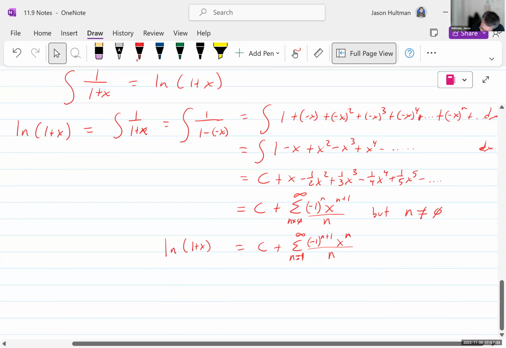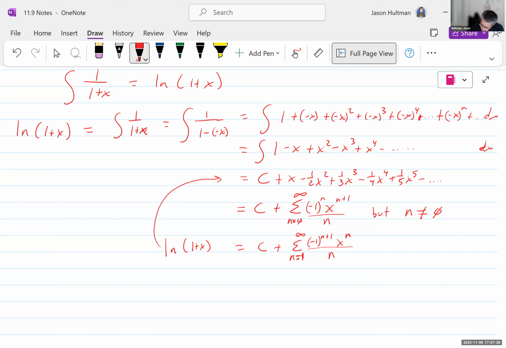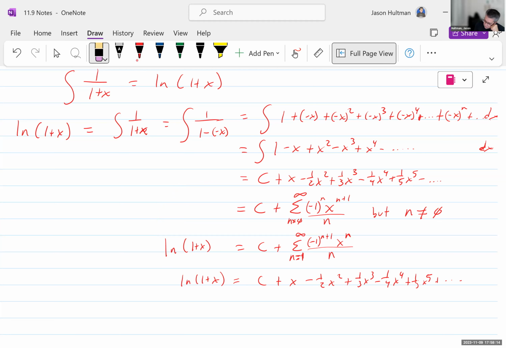If we back up to this line here, and we say that the constant plus x minus 1/2 x squared plus 1/3 x cubed minus 1/4 x to the fourth, sorry, plus 1/5 x to the fifth plus dot dot dot. Okay, notice that every single one of these terms, except for the constant, has an x value. And supposedly that's equal to natural log of 1 plus x, right?